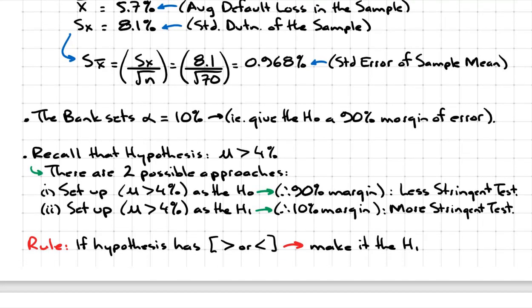Now, let's suppose that the bank sets a level of significance of 10%. In other words, what they're saying is the bank wants to give a 90% margin of error to the null statement. So let's stop right there. Where is this coming from?